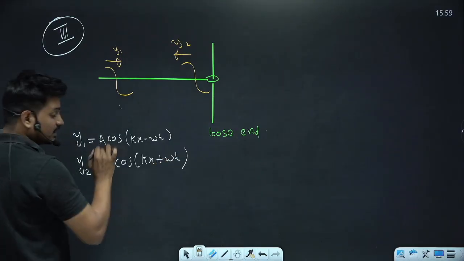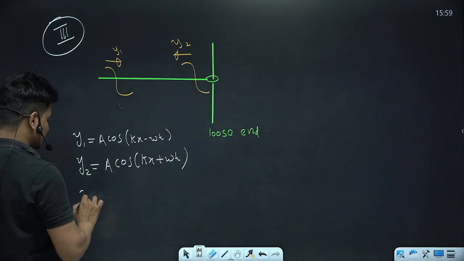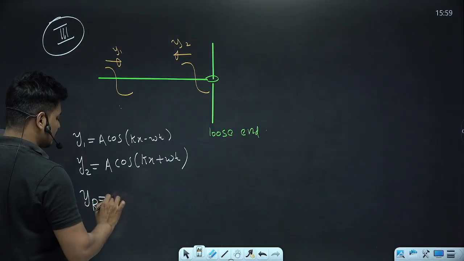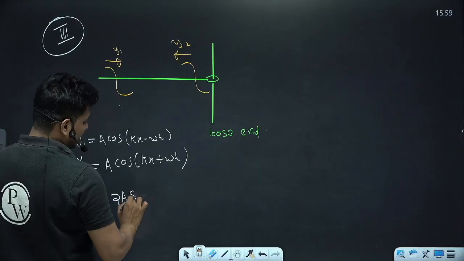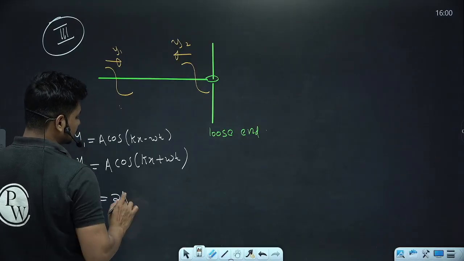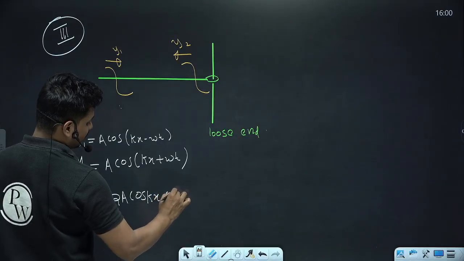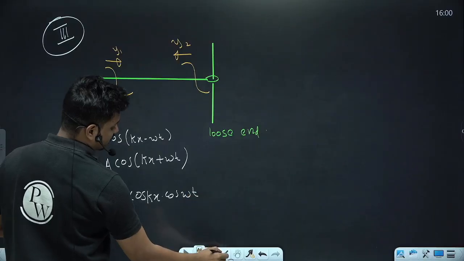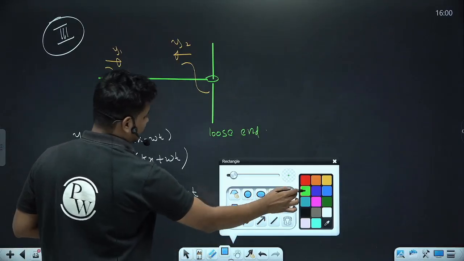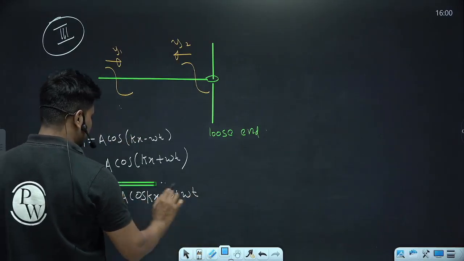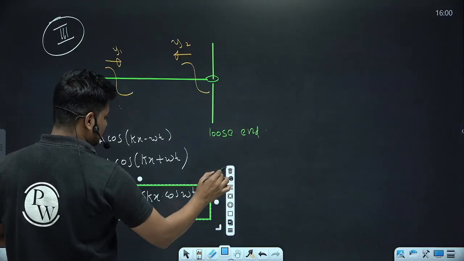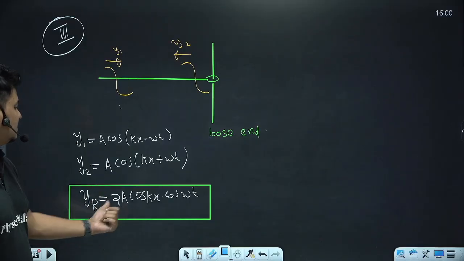So just add these two. Finally, you remember this one, we get 2a cos kx into cos omega t. So finally, we get like that. This is the third possibility.